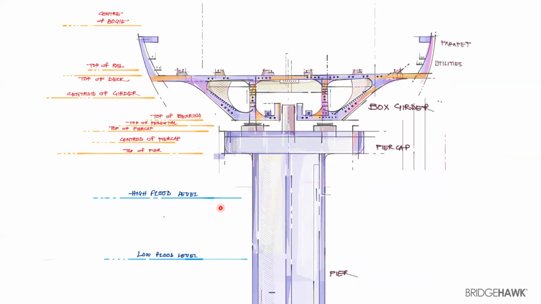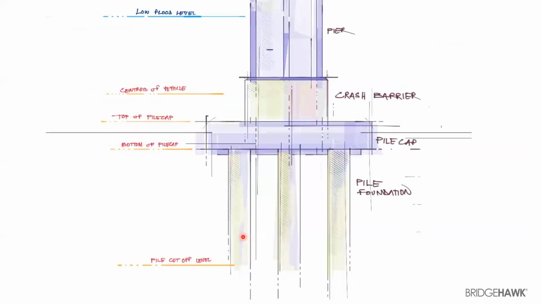Okay. There's also high flood level and low flood level, but this is only used for locations wherein it is anticipated that there's going to be a flood, or there's some water body around, or there's the possibility of the bridge getting flooded. In the bottom portion, there's this low flood level, centroid of the vehicle.